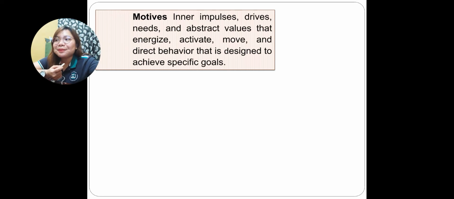Okay? For example, what is the motive of that man for killing that woman, which is his girlfriend? So, class, it could be jealousy. Okay? Jealousy is an inner impulse. Okay? It is a drive that has directed the person to kill that woman because ang iya nga miga, ang ina nga babae, nagapang lalaki.